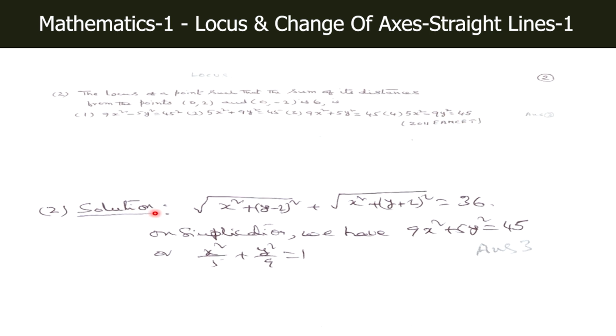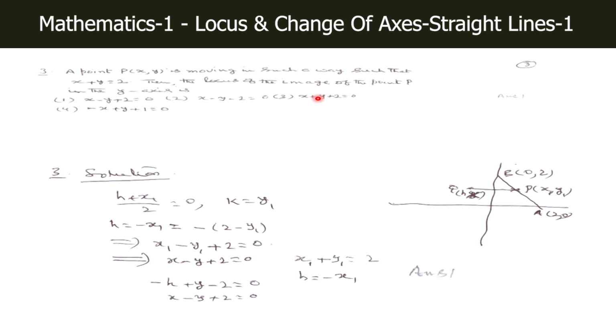Right. The solution is square root of x square plus (y minus 2) whole square plus square root of x square plus (y plus 2) whole square is equal to 6. On simplification, we have 9x square plus 5y square is equal to 45, that is x square by 5 plus y square by 9 is equal to 1. Answer is 3. Right.